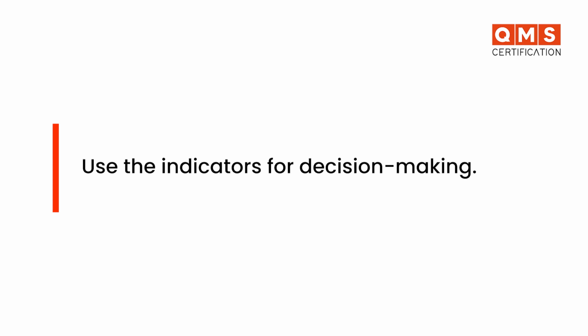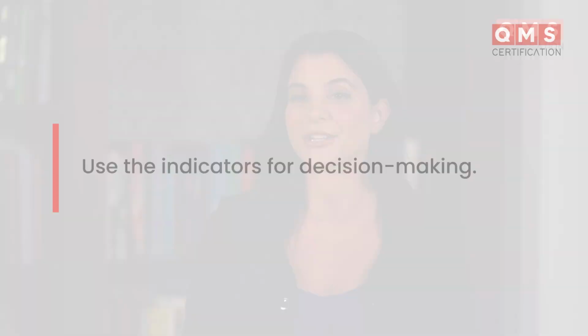Use the indicators for decision-making. They should serve as a control panel, just like the cockpit of an airplane. If something is going wrong, you need to act before the problem gets worse. If your indicators are well-structured and actually used, your management system will be much more efficient and predictable.